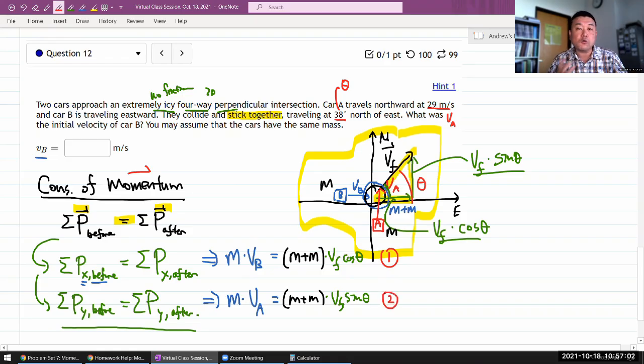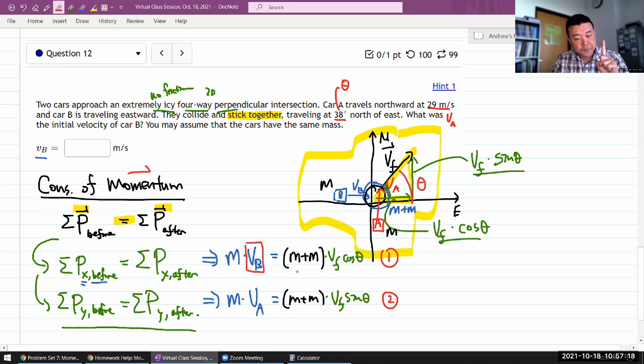Do I have an equal number of equations as unknowns? Let me go through each of these quantities. Mass, I know, or I have a sense it'll cancel out, so I'll assume I know the mass. VB, oh, I don't know this. Okay, I've got to figure this out.